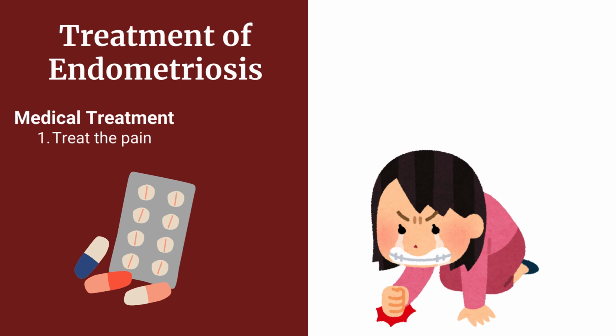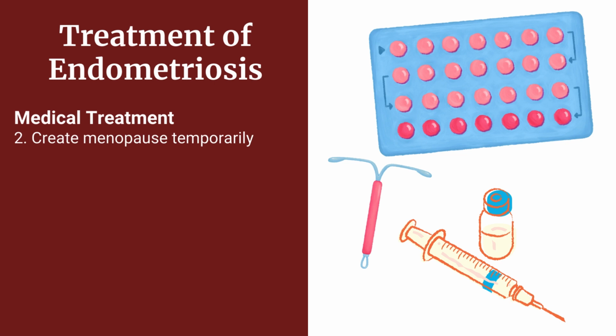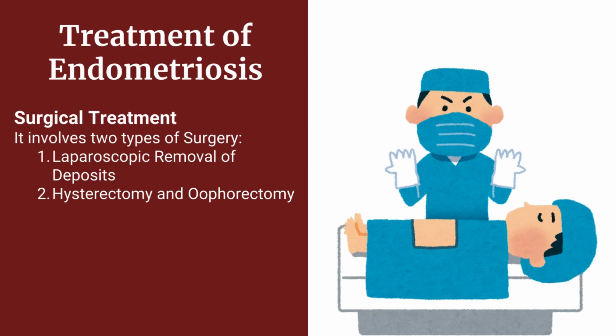Number 1. Treat the pain. Pain is treated with NSAIDs. Opioids are contraindicated. Number 2. Create menopause temporarily. It can be done by following drugs: combined oral contraceptives, first line; progestogens, second line; gonadotropin-releasing hormone agonists, third line. Surgical treatment. It involves two types of surgery: laparoscopic removal of deposits, hysterectomy and oophorectomy.